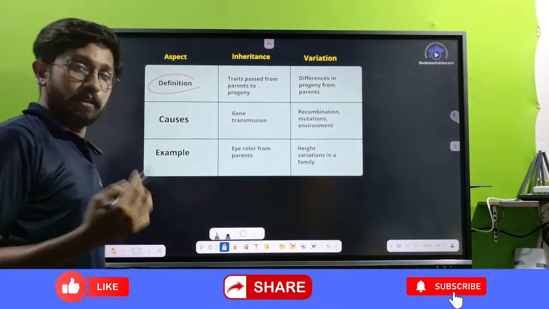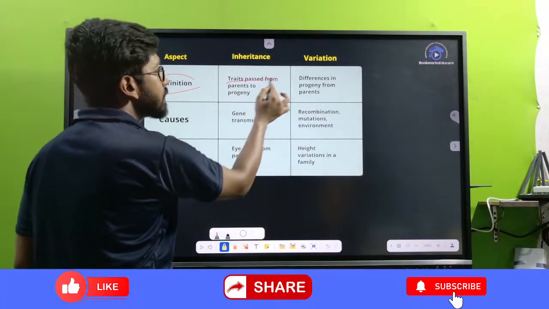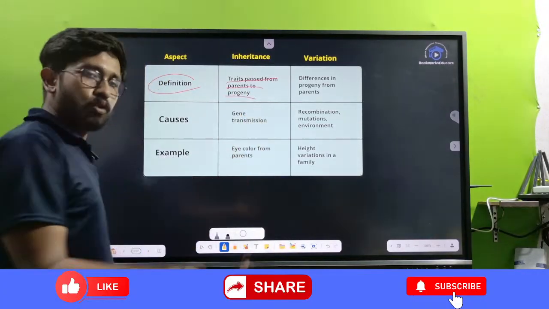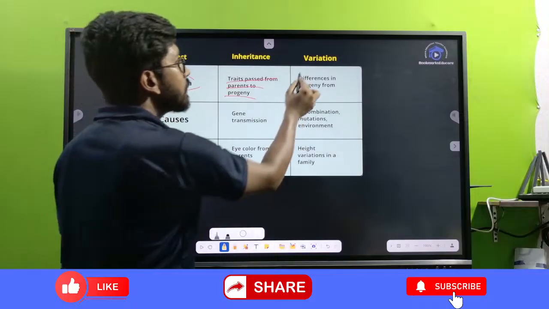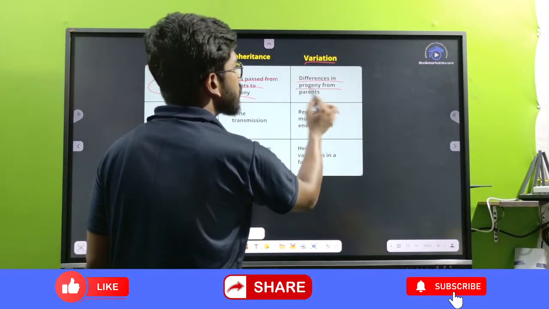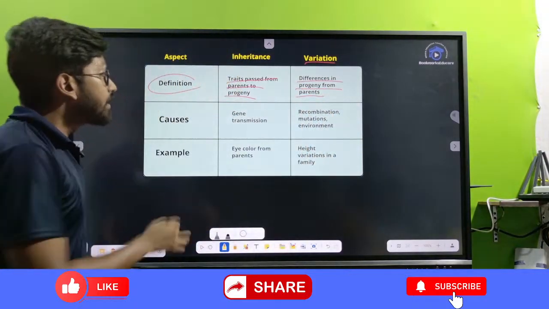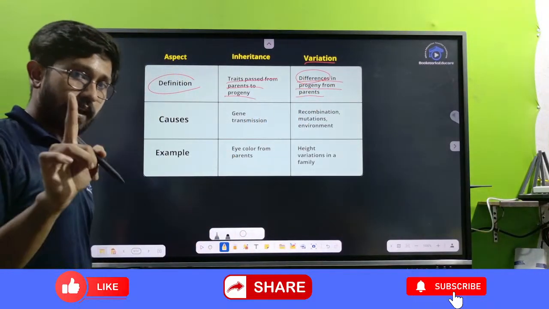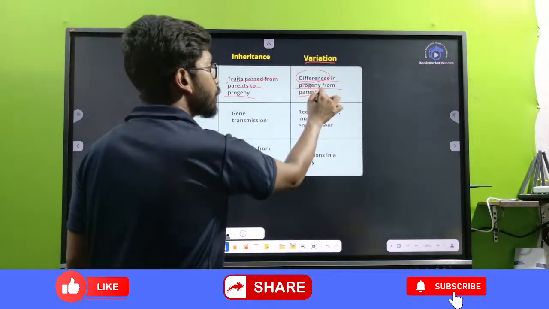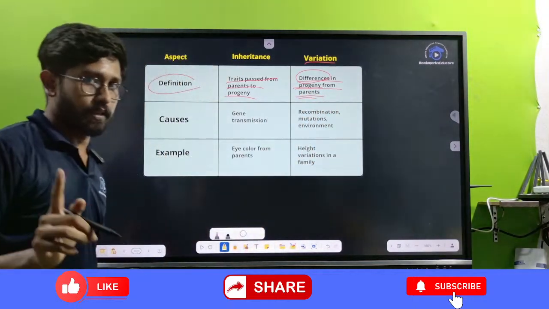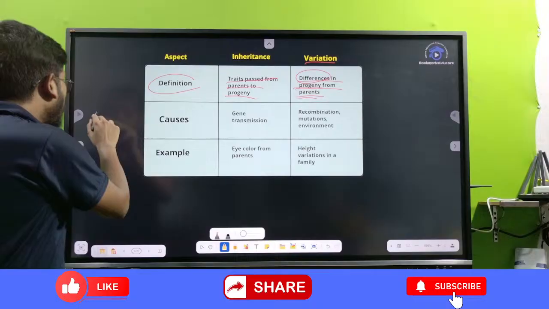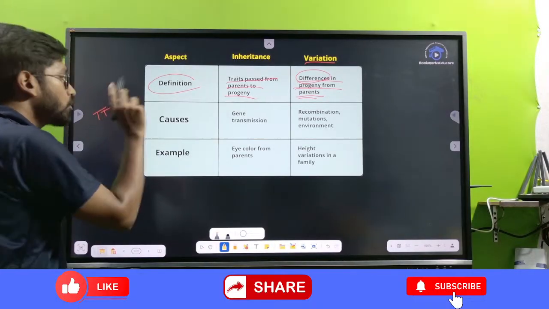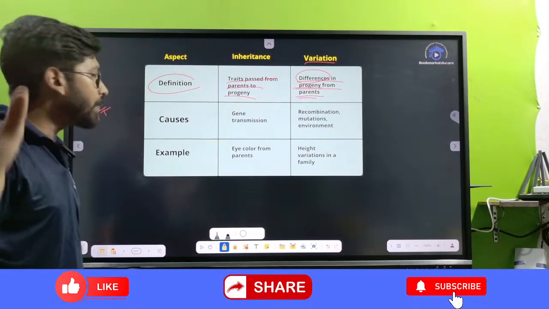What he noted for definition: inheritance is a trait passed from parents to progeny, as I said, and variation is differences in progeny from parents. Means these differences occur in the progeny irrespective of your parents' characteristics. Although for humans it is a bit more complex, we will see.